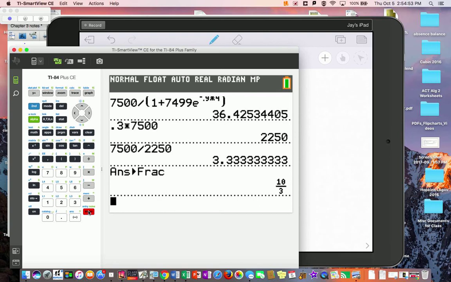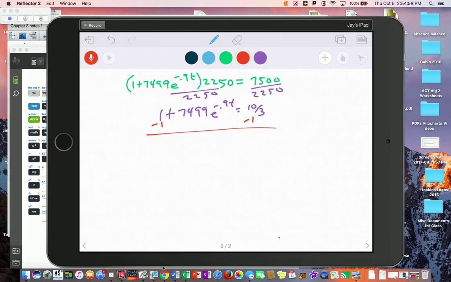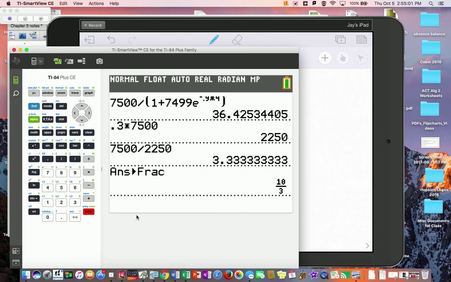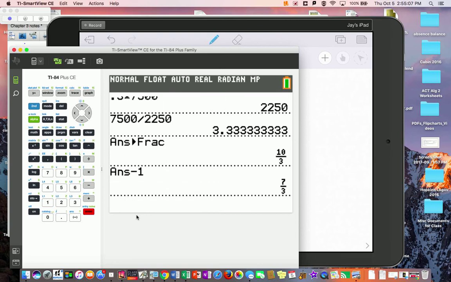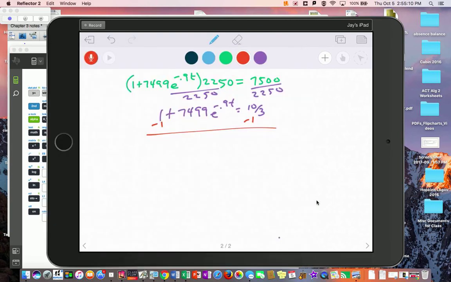Now you can subtract 1 on both sides. So I subtracted 1 on both sides, and again on the calculator I can say minus 1, and I get 7/3. Now I need to divide away the 7499. And that will leave me e to the negative 0.9t there.